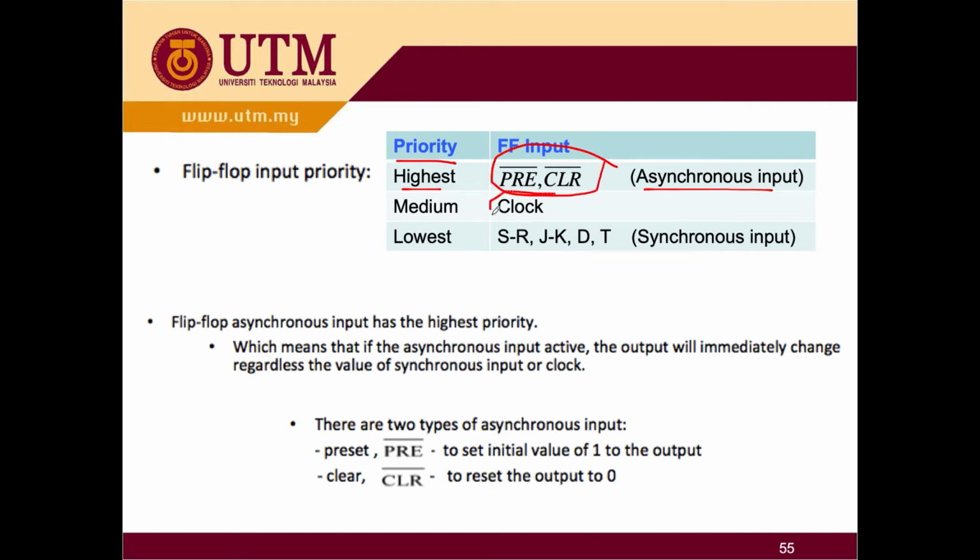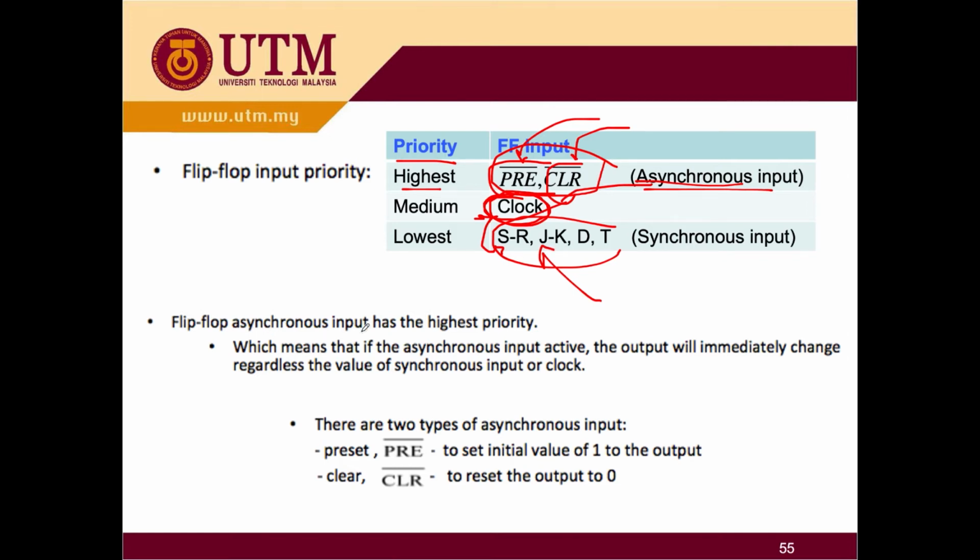Second is your clock. Previously, you needed to check your clock first, then you would refer to your input, isn't it? So this is your normal input, S, R, J, K, D, and T, and you will trigger your output depending only on your clock. But when you get another one, which is asynchronous input, which is preset and clear, you need to check this first. After that, you can look into your clock, and lastly your input S R.